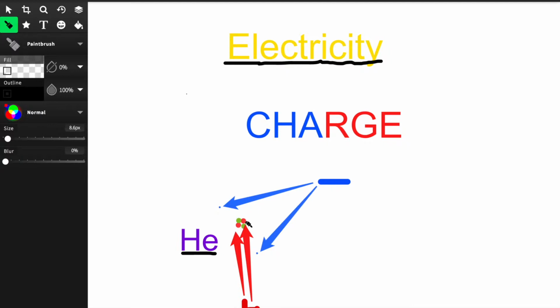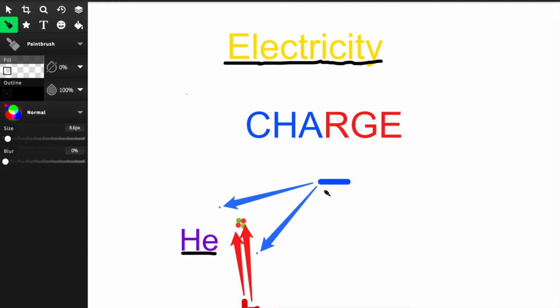But what is charge? Charge is a property of certain types of matter that make them attract or repel other types of matter. So the inside of the helium atom, the nucleus, these red dots over here, they are protons. They have positive charge. And these blue dots over here are electrons, and they have negative charge.